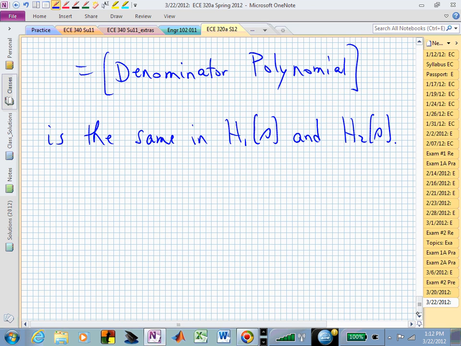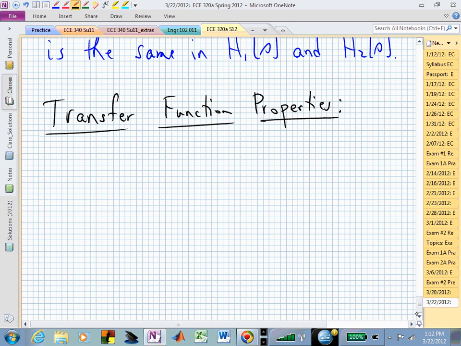Let's just summarize some of the properties that we can now identify with transfer functions. One is if we have a linear lumped. Oh, you don't want lumpy oatmeal, do you?